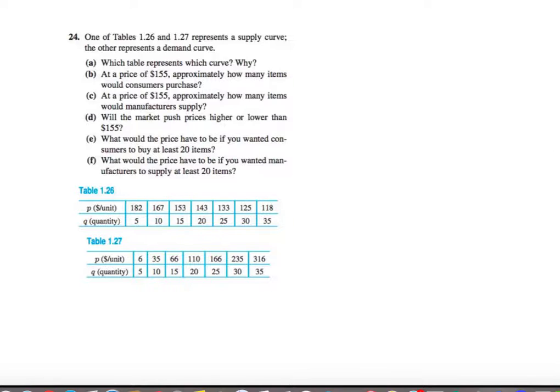Moving on. Number 24 gives us two tables that present supply and demand. So we're going to say that this is going to be demand, as you can see, because price goes down as quantity goes up. And our second table will be supply. Price is going up as our quantity goes up. So why do we know that? Well, again, we're looking at how it changes over time. So we see that price and quantity are inversely related.